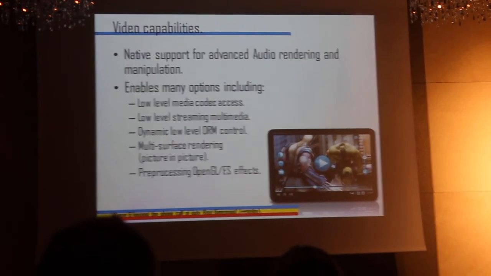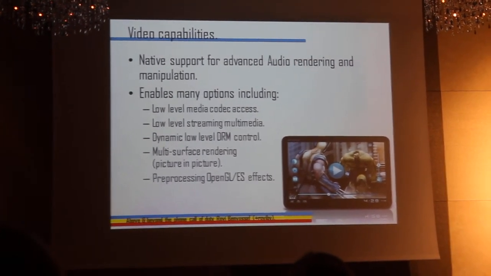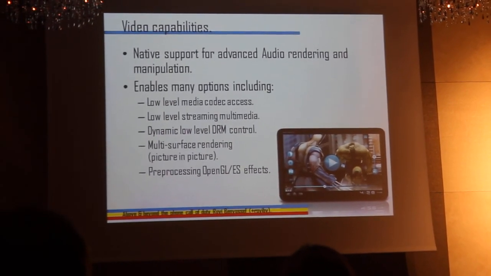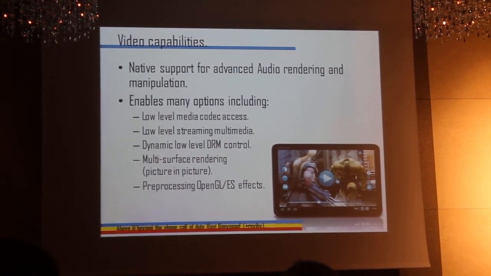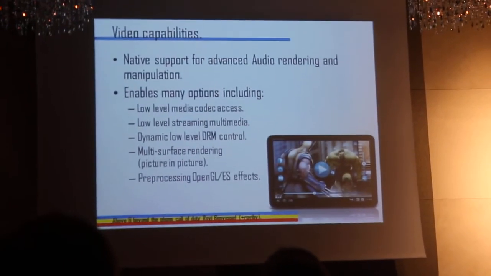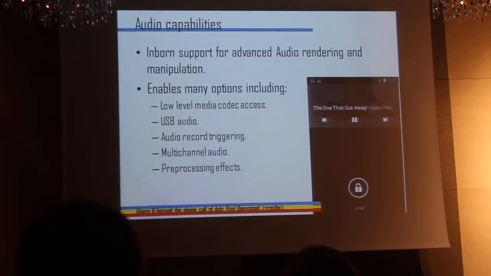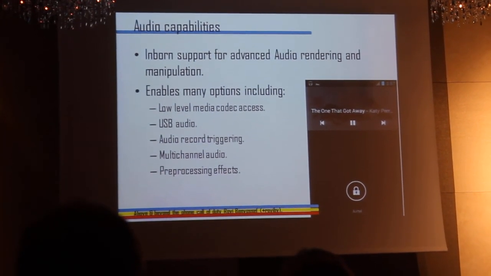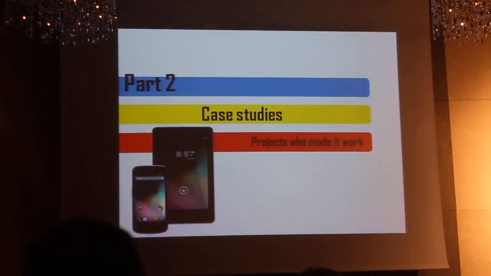DRM is a system that allows people who pay for content to view it, and only them. This seems a bit trivial as a consumer, maybe even annoying because you don't want to pay for content if you can see it for free. But if you're manufacturing a product, especially a content-based product, DRM is extremely important to you. You get it for free, again, from Android. You also get pre-processing OpenGL ES effects and multi-surfacing, which means you can do picture-in-picture. The same thing goes with audio. You have low-level codec streaming, you have record triggering, multi-channel audio, and pre-processing effects.